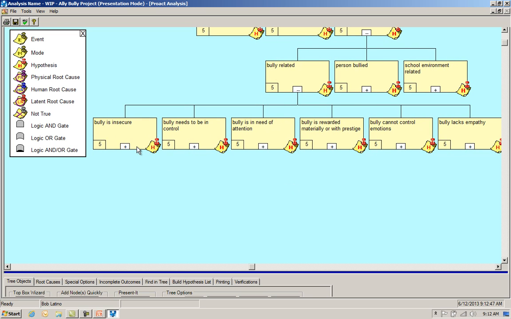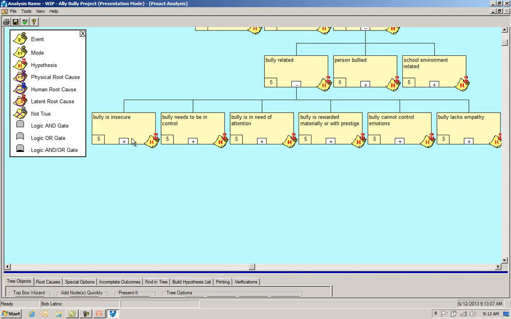The bully is insecure. The bully needs to be in control. The bully is in need of attention. The bully is rewarded materially or with prestige. The bully cannot control their emotions. And the bully lacks empathy. This all comes from our literature searches from our 5th grade lead analyst.